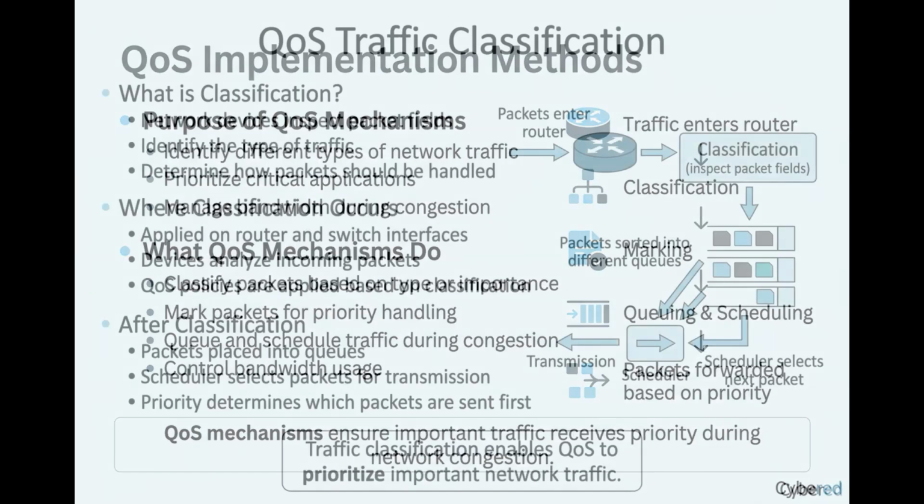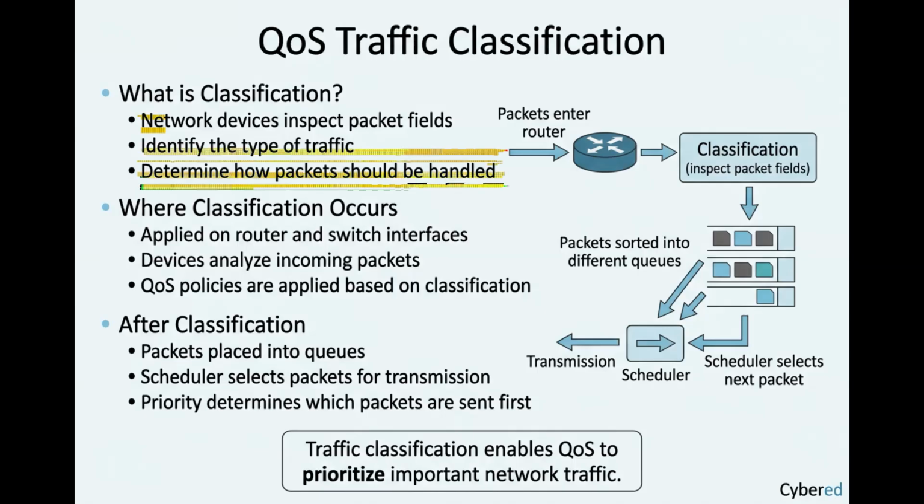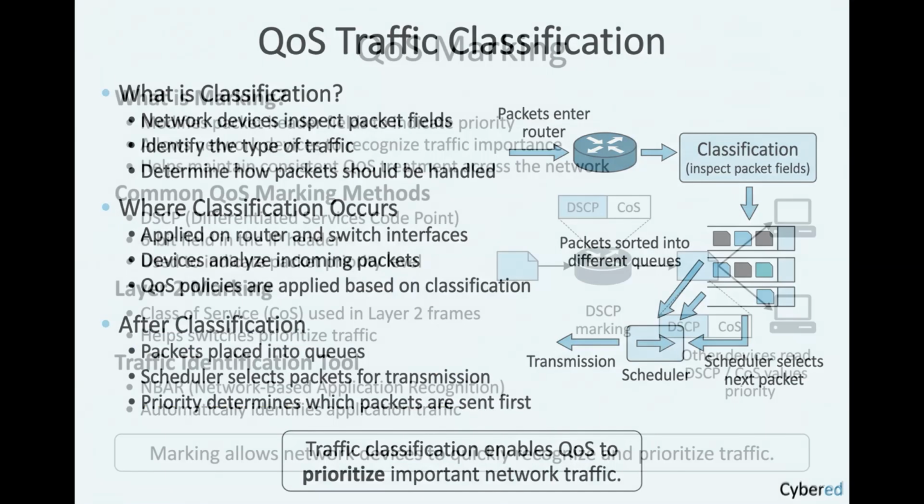traffic during congestion. Classification is the process where a network device examines packet fields to identify the type of traffic. QoS tools are applied on device interfaces, allowing routers and switches to inspect packets and determine how they should be handled. Once packets are classified, they are placed into a queue for the outgoing interface. A scheduler then determines which packet should be transmitted based on the priority assigned to the traffic type.